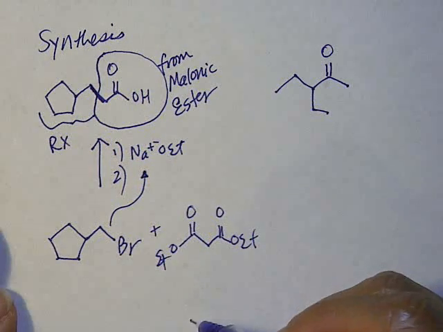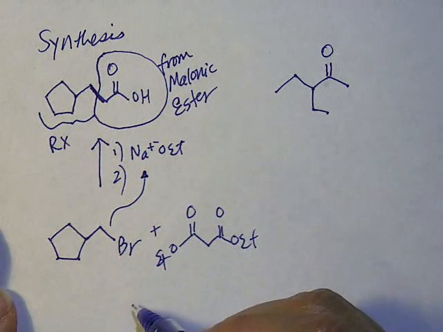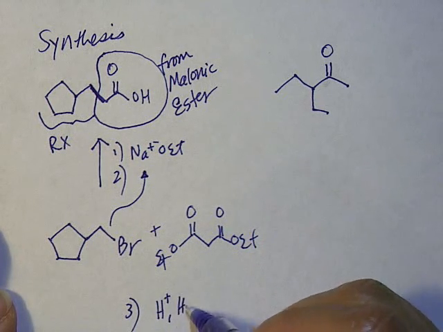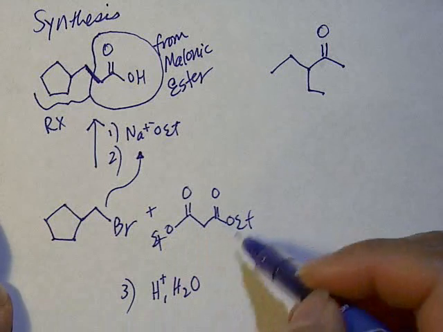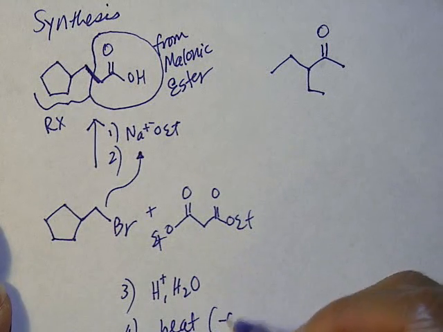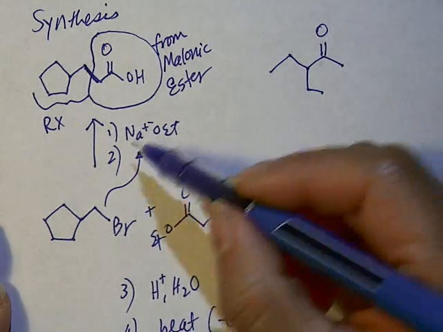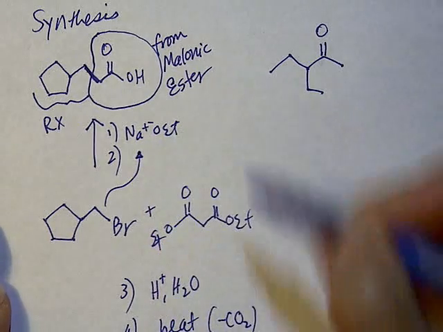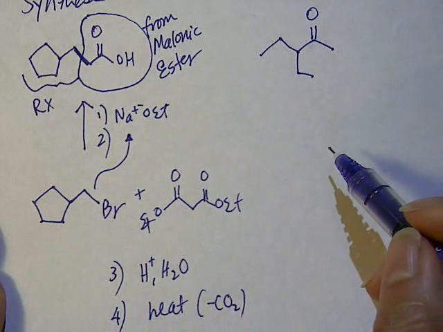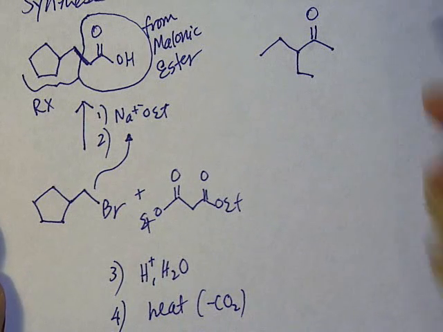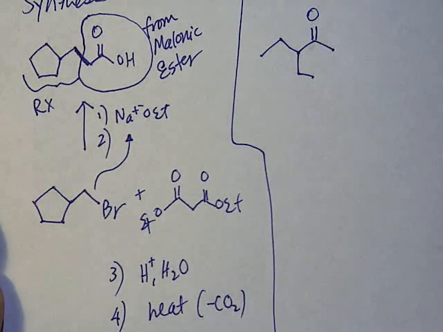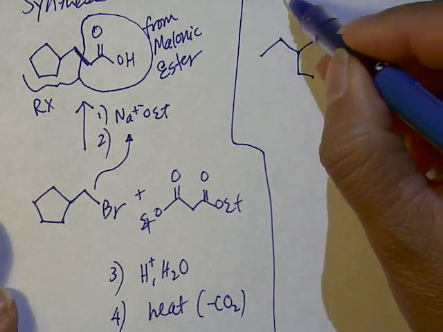So then you will form this bond that's shown here, but then you would have all these things attached to it, right? So you're going to have to, 3, do hydrolysis to remove the ester, and then 4, heat to decarboxylate, right? So it would be 1, 2, 3, 4 that would give you this product that you desired.